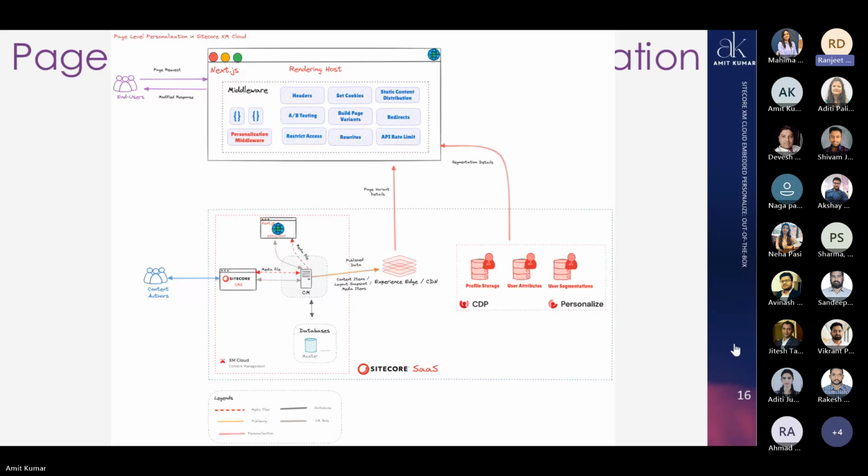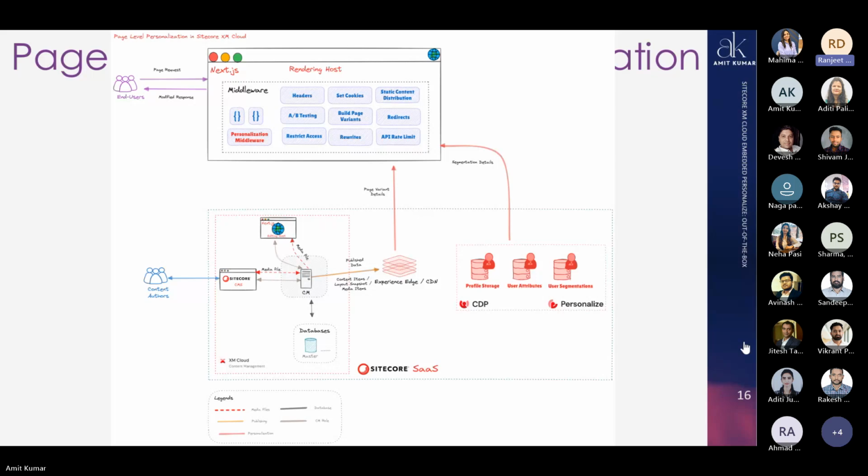So this is it. The content authors in XM Cloud build layouts, components, and media items. This content is published and pushed to the experience edge, which is the CDN layer. As I mentioned, there is no CD server for XM Cloud. So this content is pushed to experience edge using the experience edge API, which serves content at scale. Then it acts as a delivery layer that stores the published content, including layouts, media, and personalization rules. It also connects with CDP and Personalize to get the segmentation data.